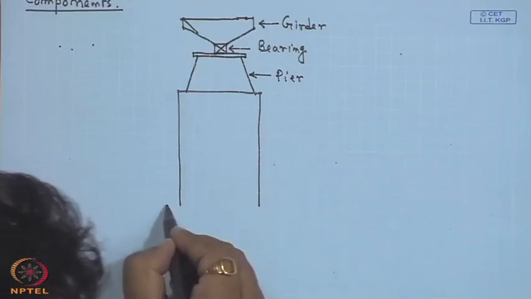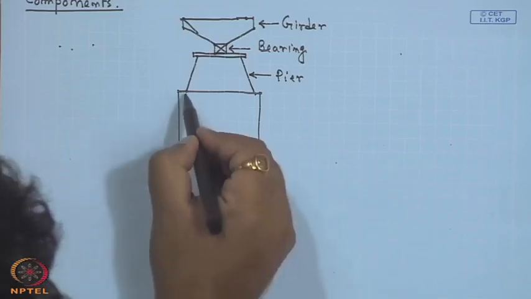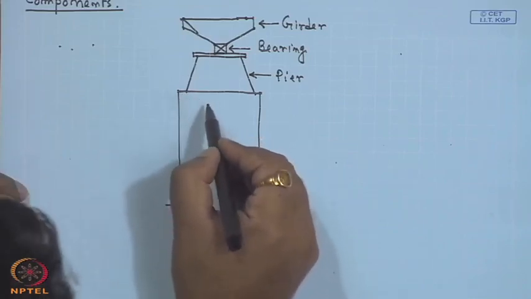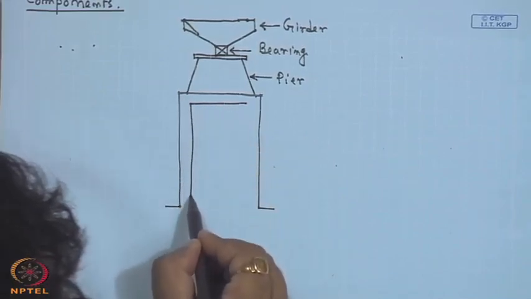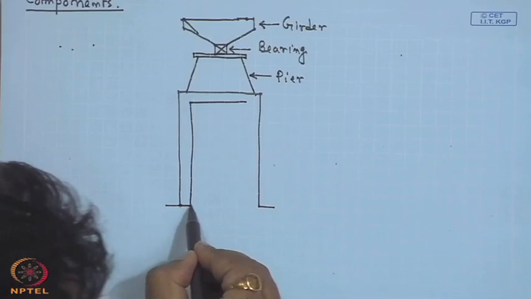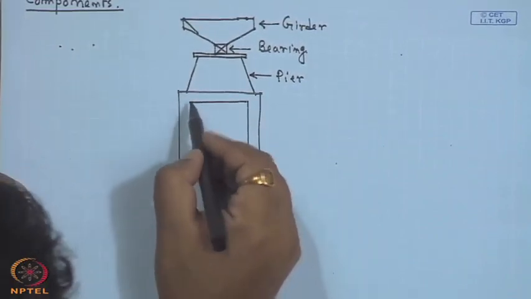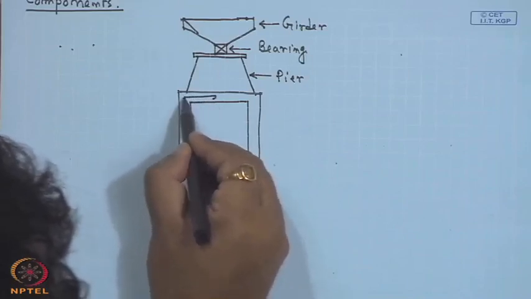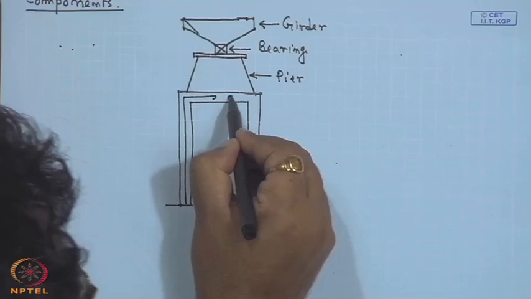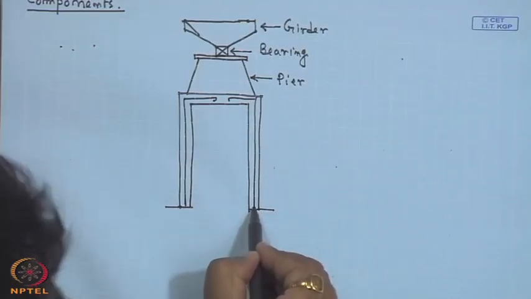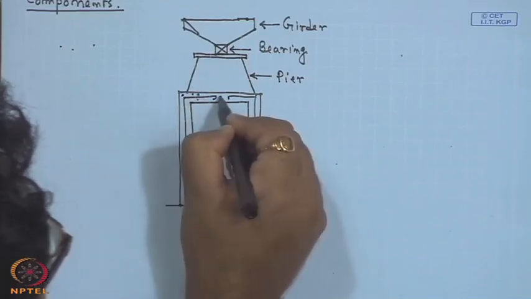Then this is our different components. And this is the vertical reinforcement of the pier, this portion is concrete.